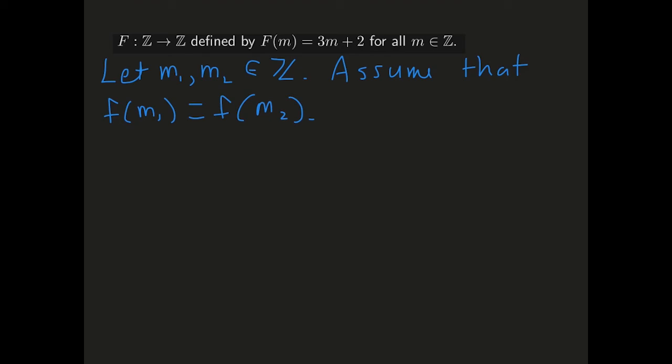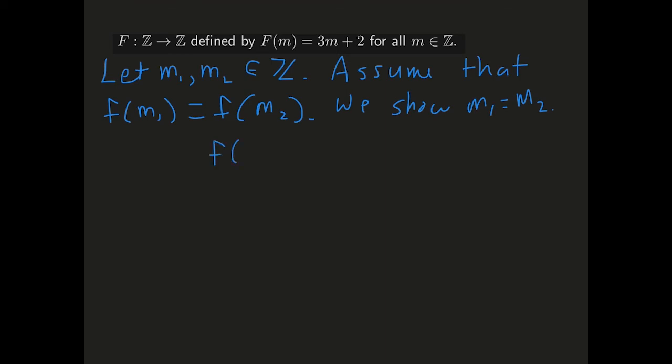Now, remember, hopefully you wrote the definition down. If you didn't, scroll back on the printout version that you have, and remember that to show that a function is injective, we take two elements in the domain, assume that their images are equal, and now what we're going to do is show m1 is equal to m2. And how do we do that? We just use the definition of the function.